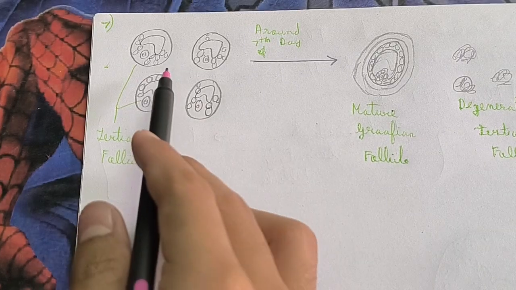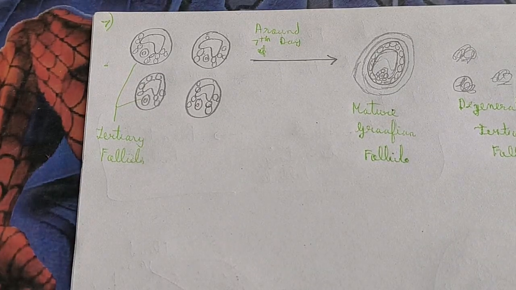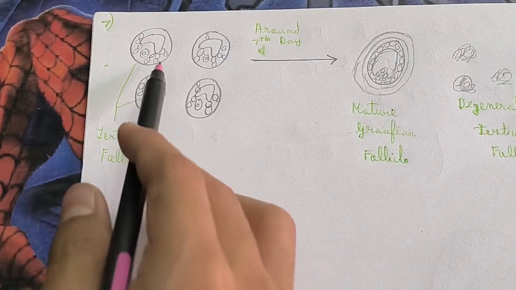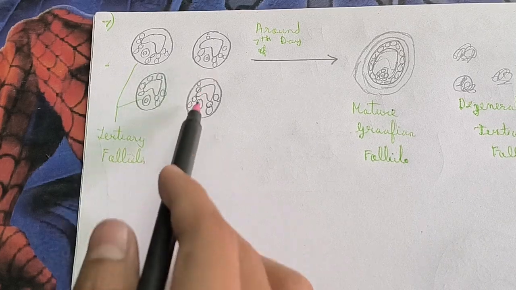So hello friends, now I am going to do the continuation of the oogenesis. So now I am going to start. These are the tertiary follicles, as you can see.